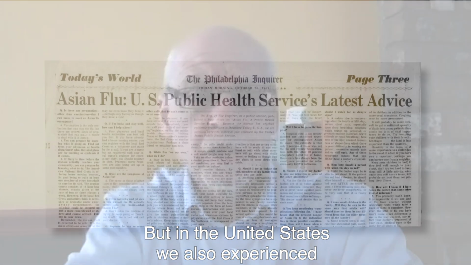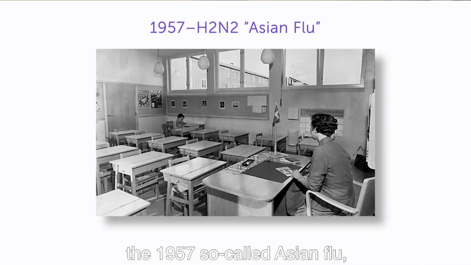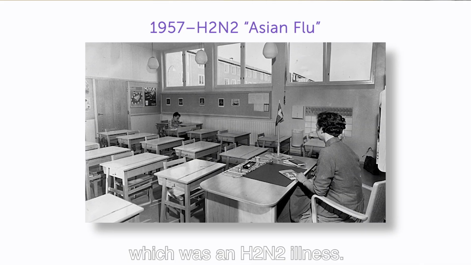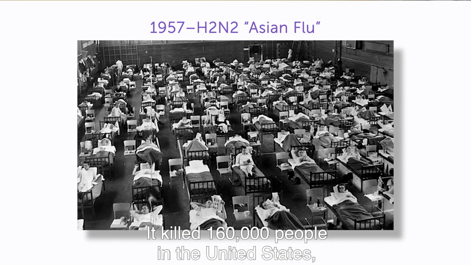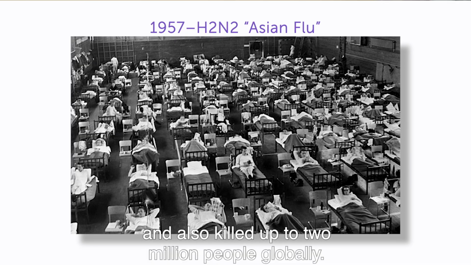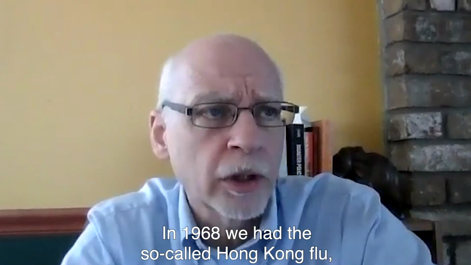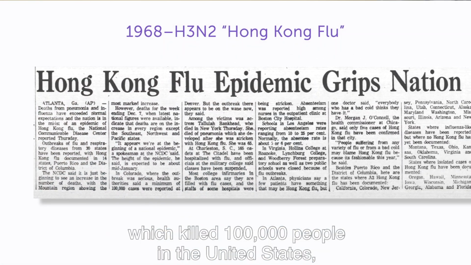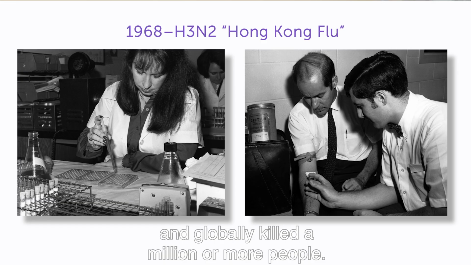But in the United States, we also experienced the 1957 so-called Asian flu, which was an H2N2 illness. It killed 116,000 people in the United States and also killed up to 2 million people globally. In 1968, we had the so-called Hong Kong flu, which killed 100,000 people in the United States and globally killed 1 million or more people.